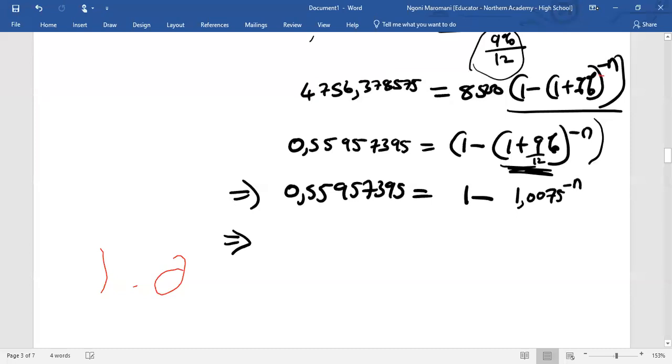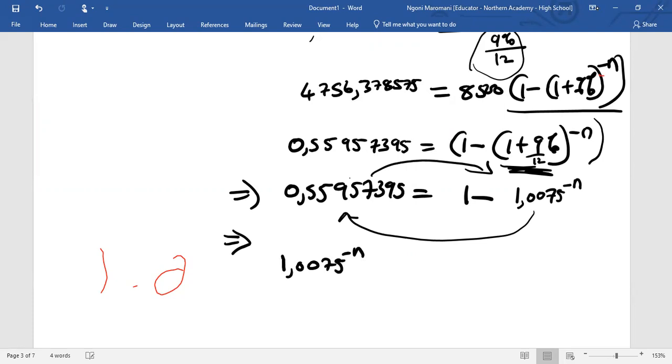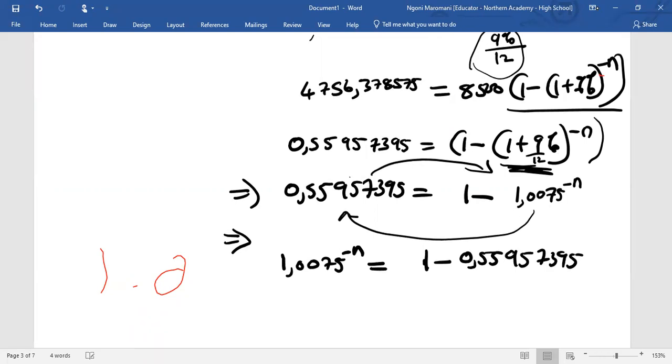So we are now solving the equation, which means we can take this to the left hand side and this one to the right side. So we interchange these so that this part is positive. It will be 1.0075 to the power minus n is equal to 1 minus 0.55957395. What do we get there?